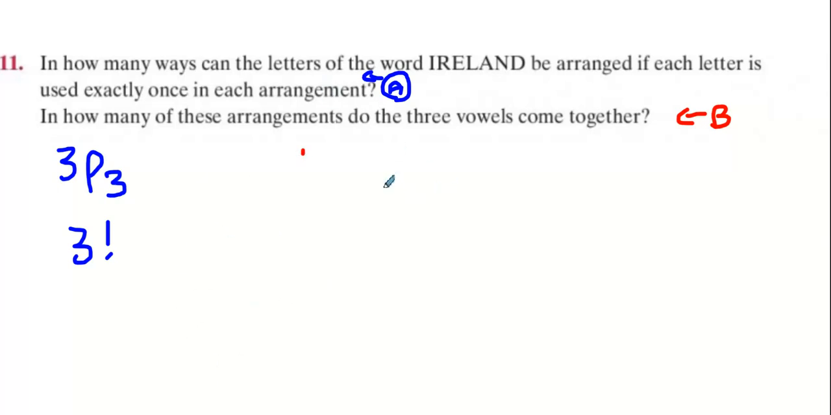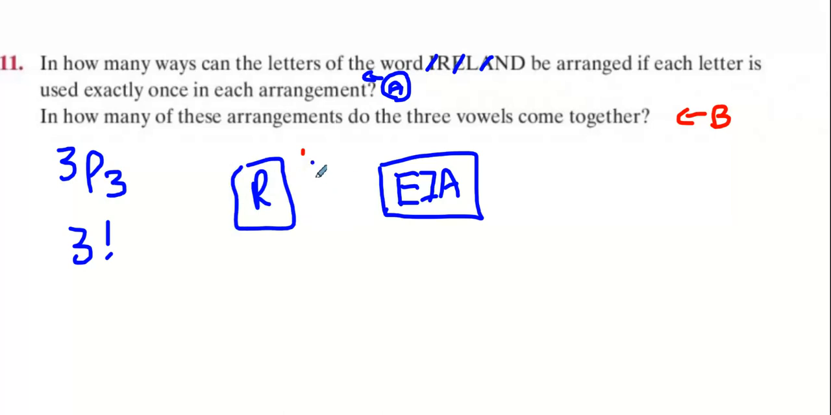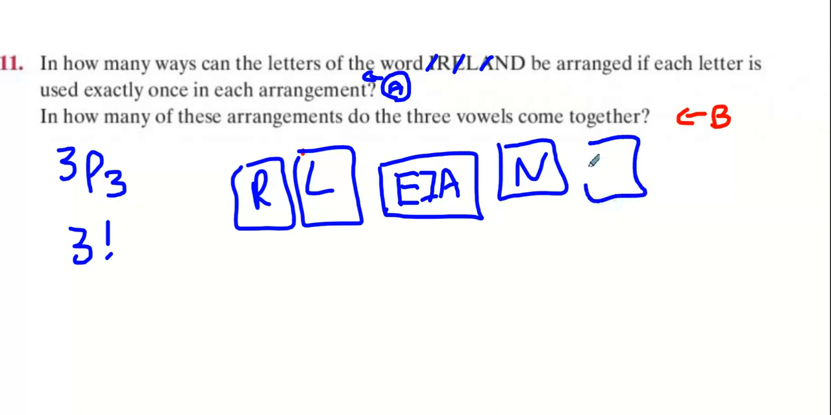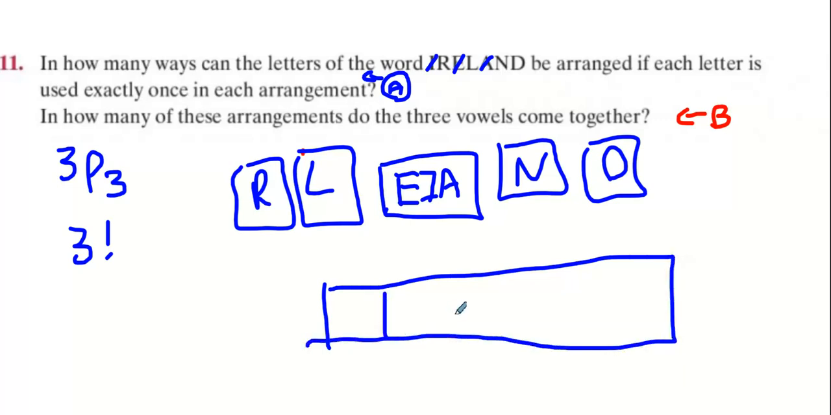This block, or this choice, EIA in any order, is one choice. What are the other choices? You could have R, you could have L. What's your other choices? N and D. How many choices are there in total now? There's 5 choices, isn't there? So I'm going to create 5 blocks to put these into. It's like Scrabble sometimes where the 2 letters come together for some reason. Or sorry, is it Scrabble? I can't remember. All right.